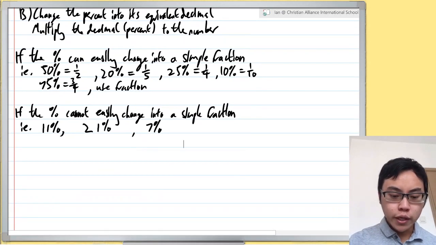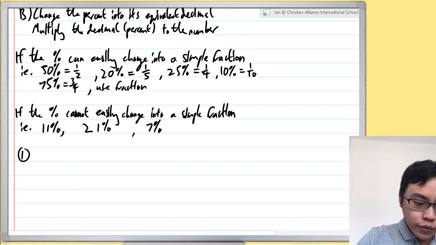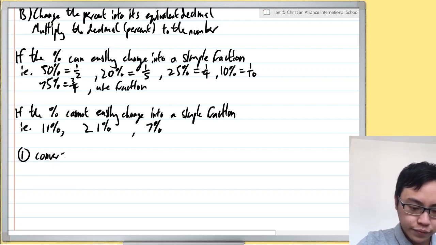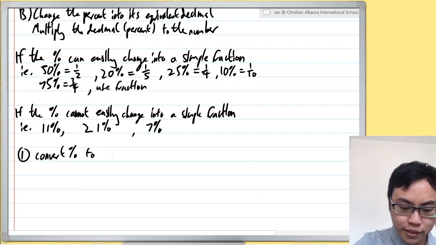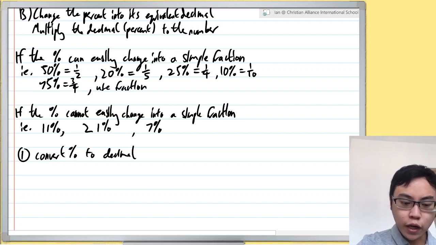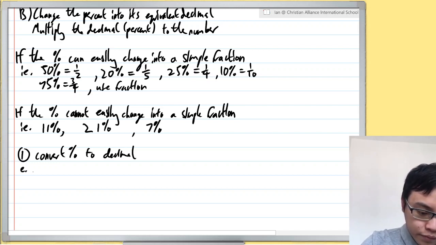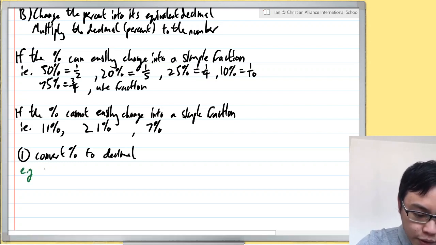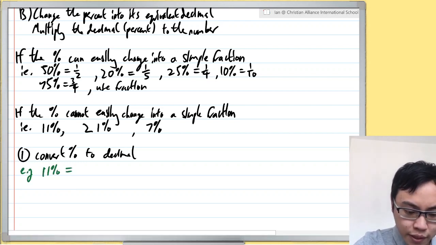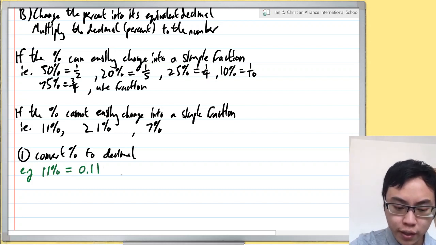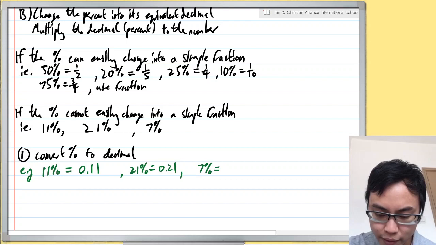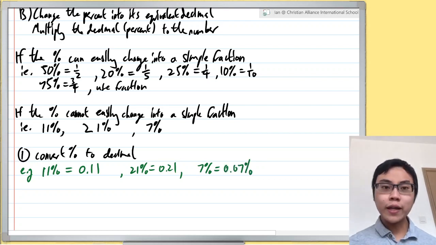And so what we do is we would first convert the percent to the decimal. So for example, 11% is the same as 0.11. We shifted the decimal 2 places to the left. 21% is the same as 0.21. 7% is the same as 0.07. So we've all done that last lesson.